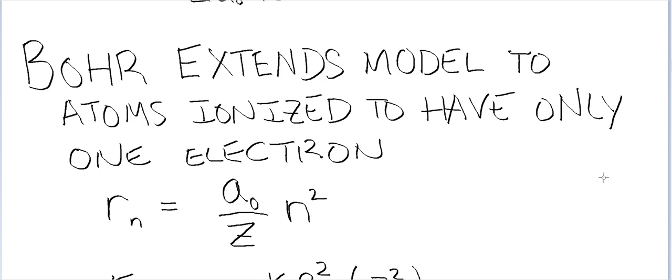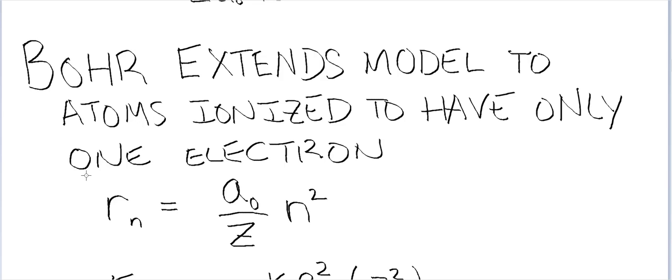Now, Bohr took this model and all of its successes and applied it to other atoms too. Other atoms where the atom has been ionized such that it only has 1 electron. So the idea here is that in the Bohr model, you don't want to have to worry about electrons interacting with other electrons. You just want it to interact with the nucleus.